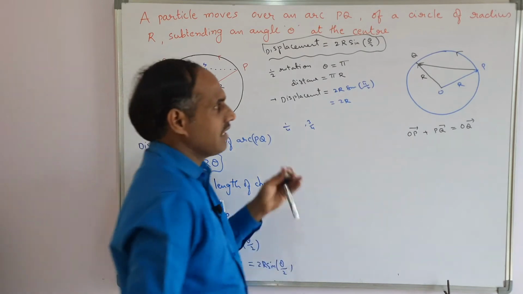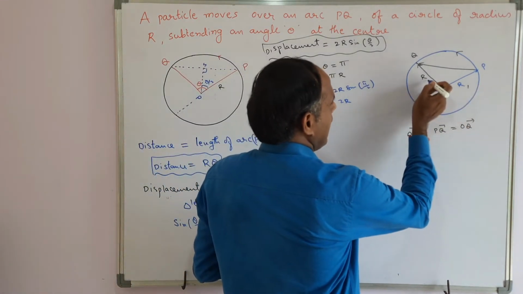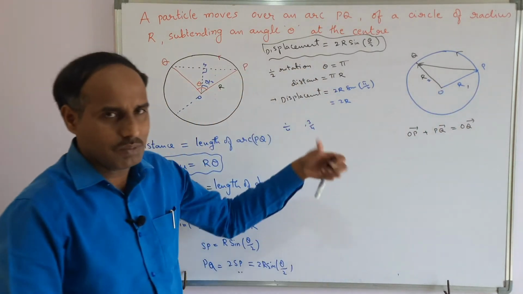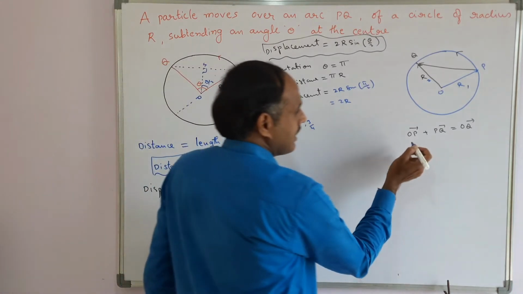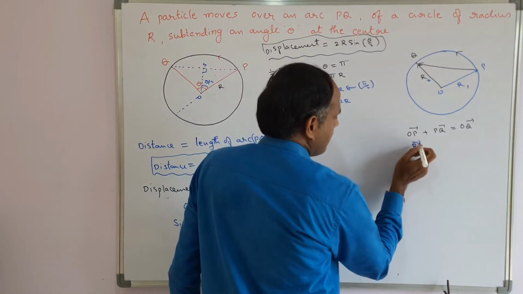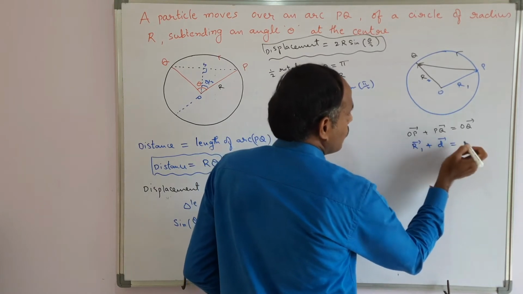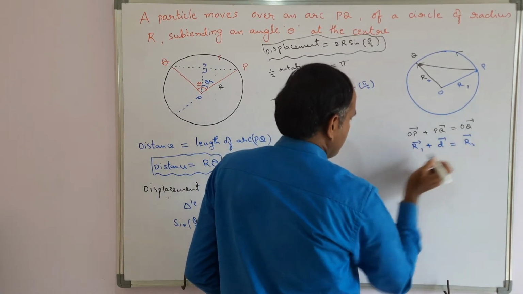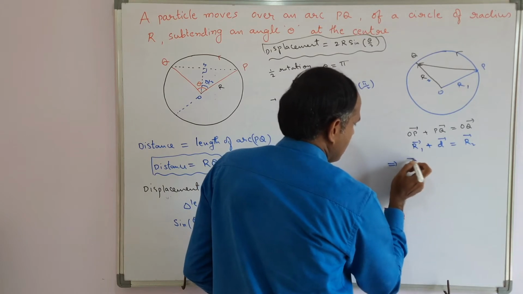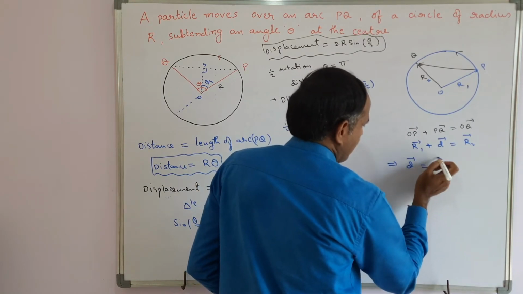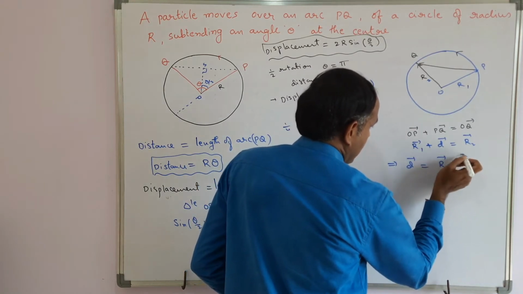For our convenience, let the radii be R1 and R2. So we can write OP bar as R1 bar, PQ bar as D bar, which is unknown to us, and OQ bar as R2 bar. By this we can write D bar is equal to R1 bar minus R2 bar.